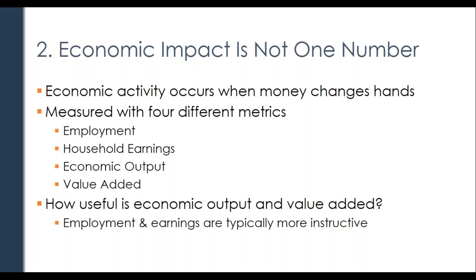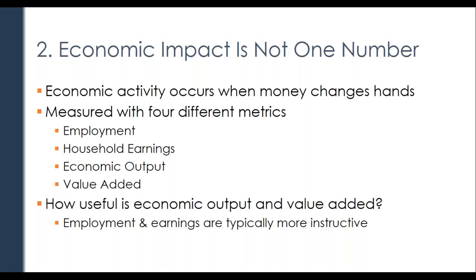So if it spends $1 million on some sort of input, say it's one of the main supplies, we're going to add that, because every time we're spending money, economic impact is getting captured. So it's the value of the goods and services being produced in the economy.